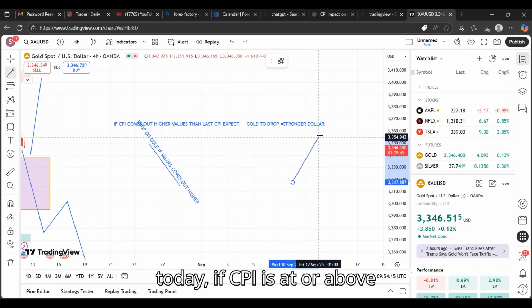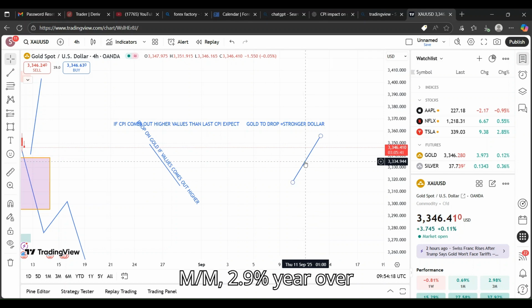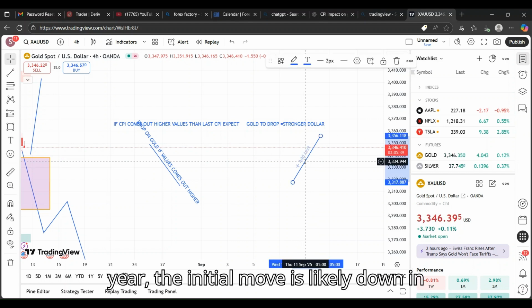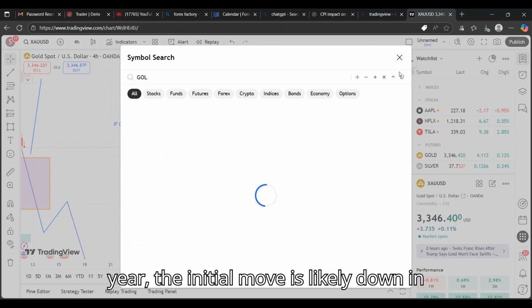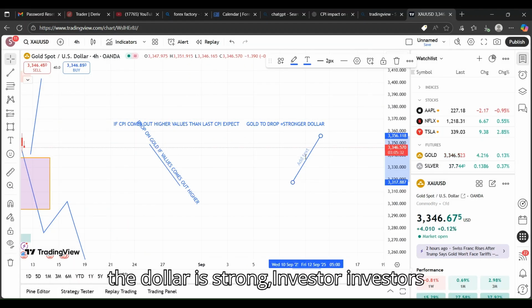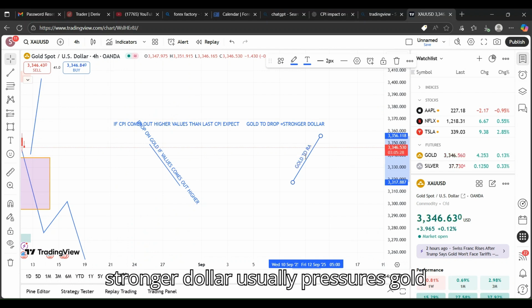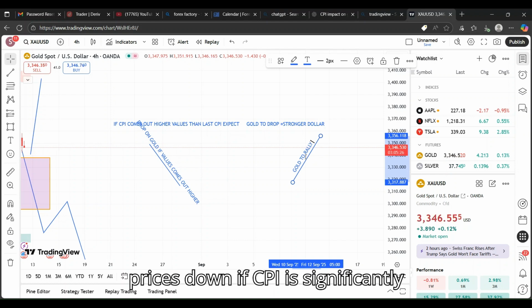So for today, if CPI is at or above forecast, 0.2% M/M, 2.9% year over year, the initial move is likely down in gold. The dollar will be strong, and when the dollar is strong, investors will expect yields on USD assets. A stronger dollar usually pressures gold prices down.